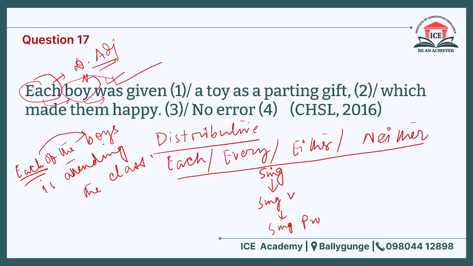If we move to the next segment, each boy was given a toy as a parting gift, which made them happy. This them is used for each boy, right? But each boy, or each, is singular. I just said it should be followed by a singular pronoun. Therefore them cannot be used here. What will it be? Him. So the correct answer will be him.